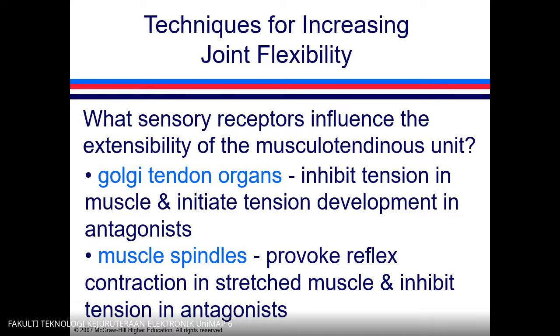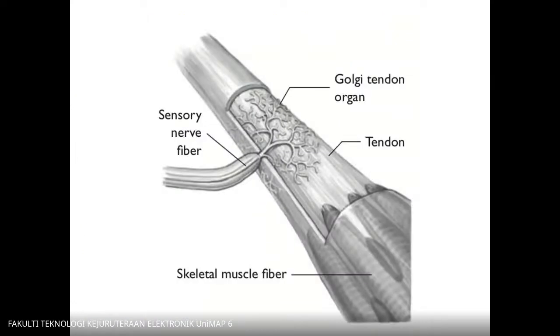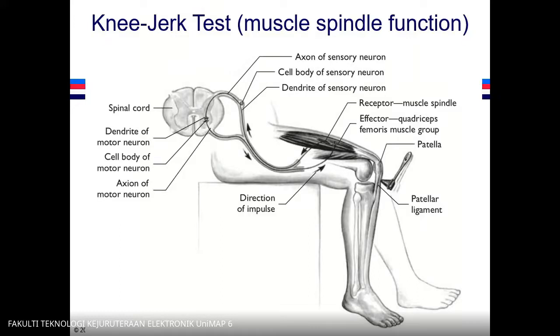Okay. There are a few receptors that influence extensibility of muscles. So this is just a brief for you. We have Golgi tendon organs, we have muscle spindles. So this will affect the extensibility of your muscles. I will not go into details on this. You can see some of the tests that we can use to check our muscle spindle functions. When you knock your knee, somehow it will reflexively move your leg. So this is the knee jerk test.